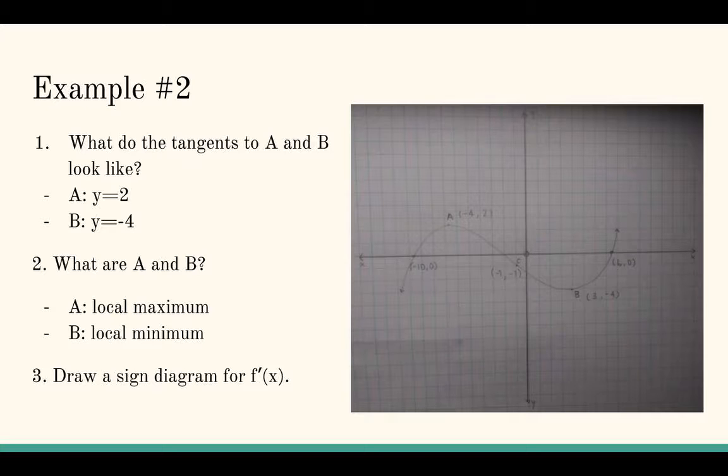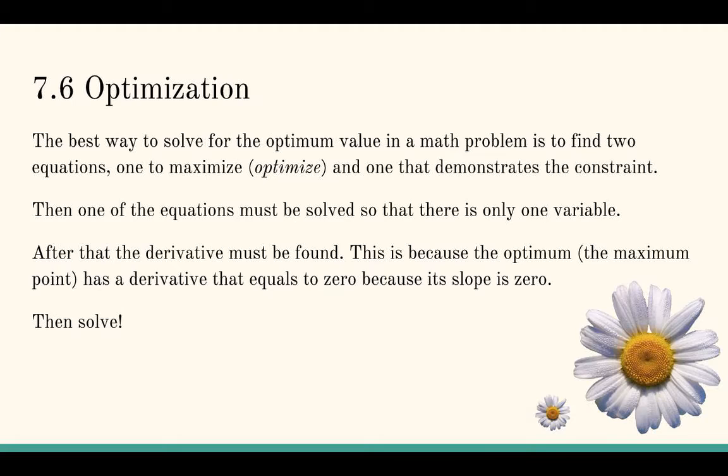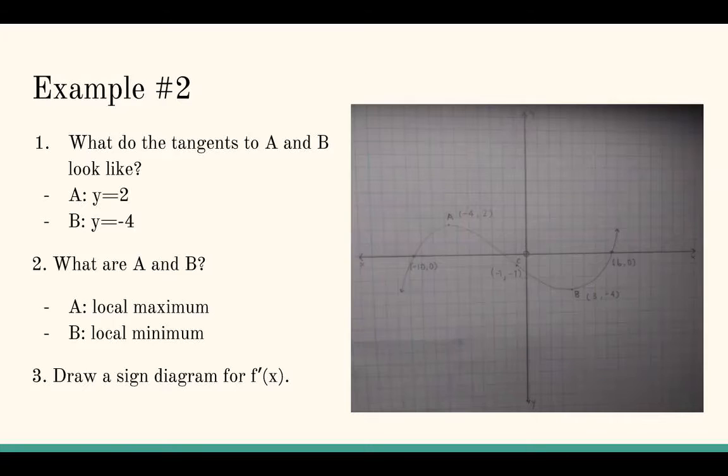So number 1 says, what do the tangents to A and B look like? This means if you were to draw a straight line that crossed A and it also crossed B, it was a tangent, so it only touches the graph at one point. Well, what do they look like?